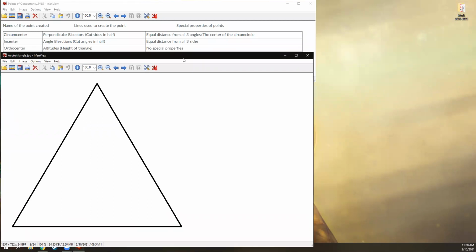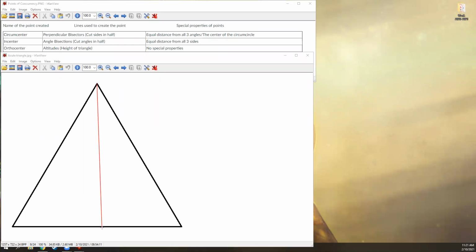Orthocenter is the easiest one because it doesn't have any special properties. It's not special, right? It doesn't get to be special. So orthocenter is made by the altitudes of a triangle, also known as the height of a triangle. Now, most of you, of course, know the height of the triangle as you go to the very top, you draw a line straight down, right? It's going to form a 90-degree angle with the bottom here. It'll form a 90-degree angle with the ground. And then, right, you're done. That's the height of the triangle.